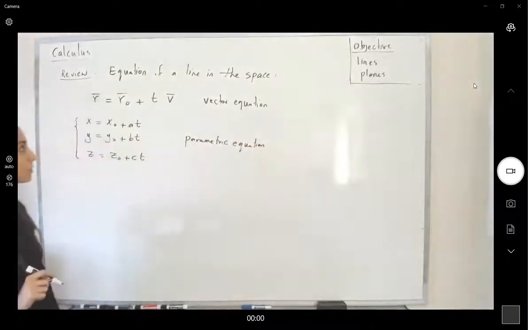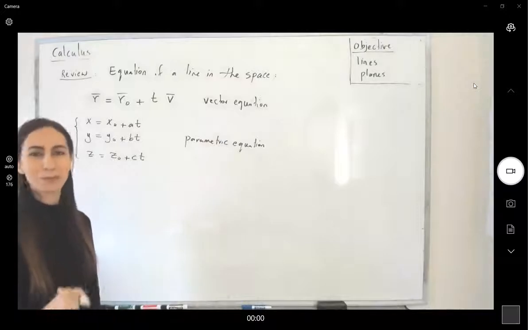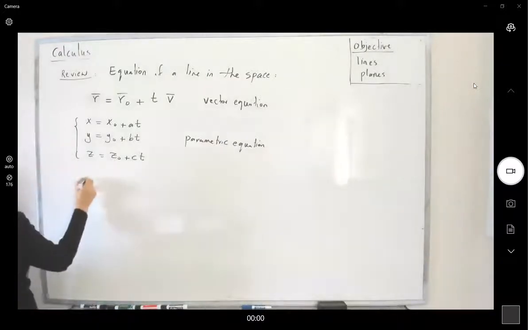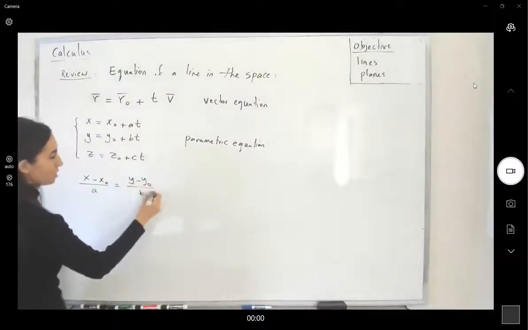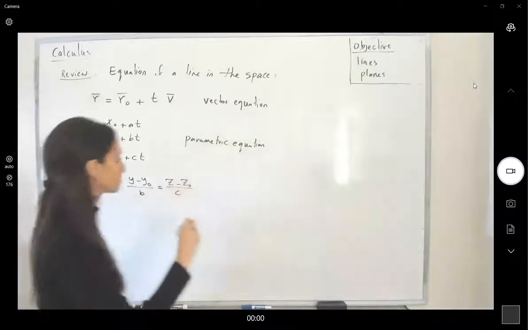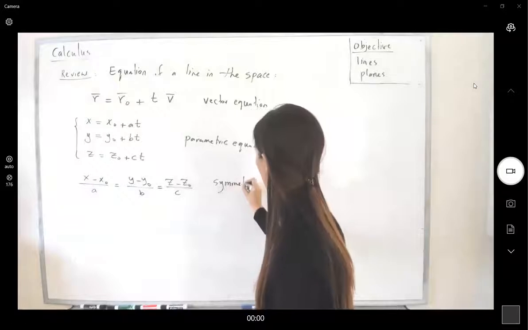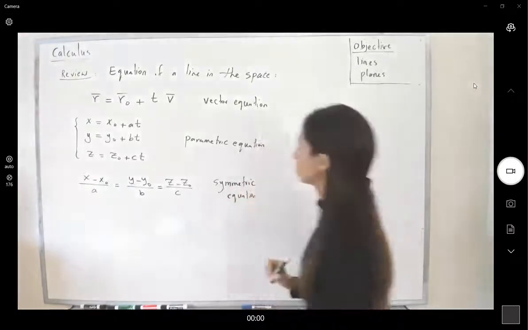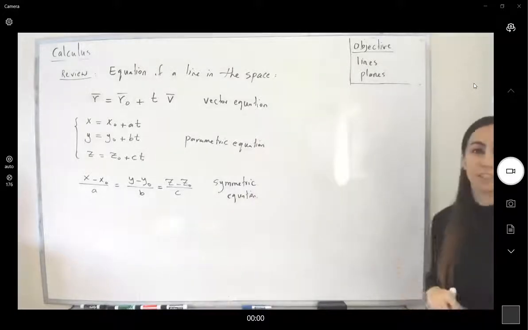Then we use the parametric equation to write the symmetric equation of a line. x minus x sub 0 divided by a is equal to y minus y sub 0 divided by b equals z minus z sub 0 divided by c, which is called the symmetric equation. So these are the equations of a line in the space.